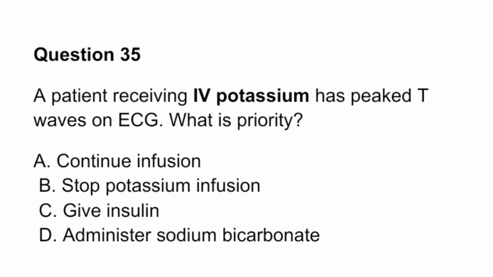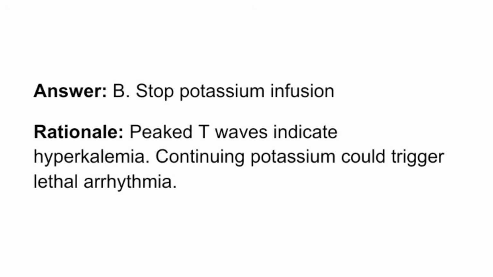Continue infusion. B. Stop potassium infusion. C. Give insulin. D. Administer sodium bicarbonate. Answer. B. Stop potassium infusion. Rationale? Peaked T waves indicate hyperkalemia. Continuing potassium could trigger lethal arrhythmia.